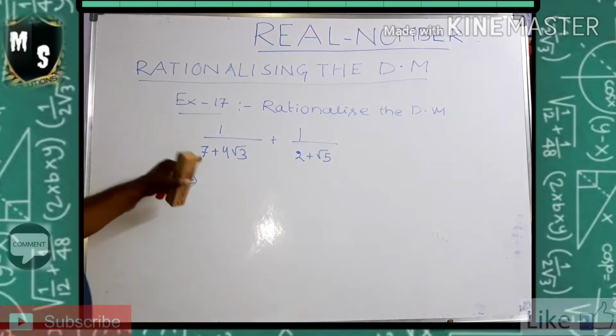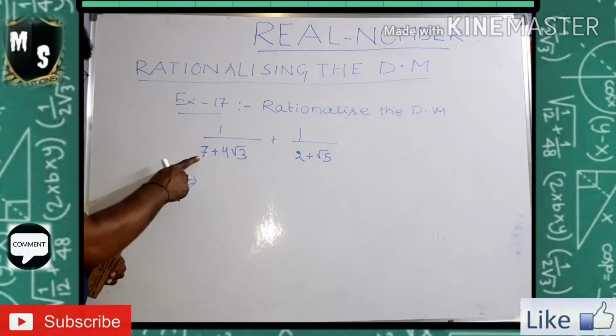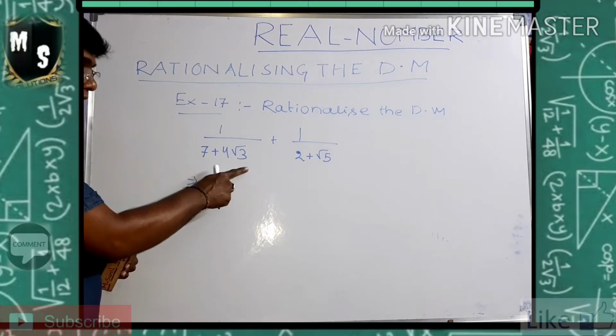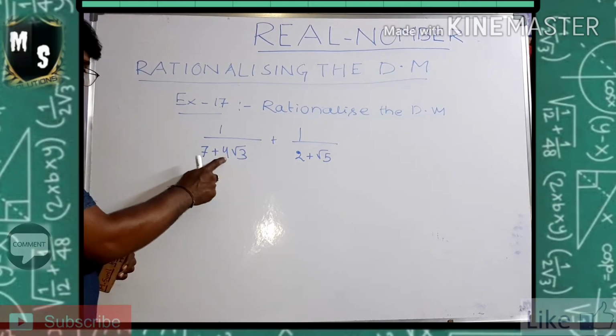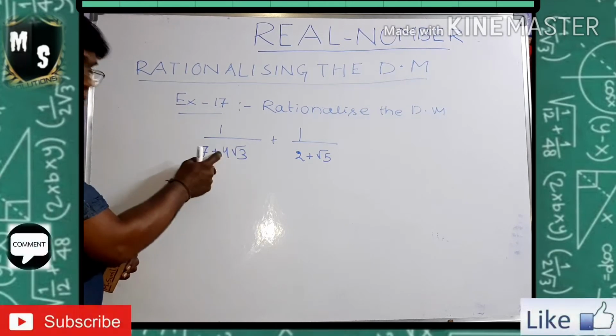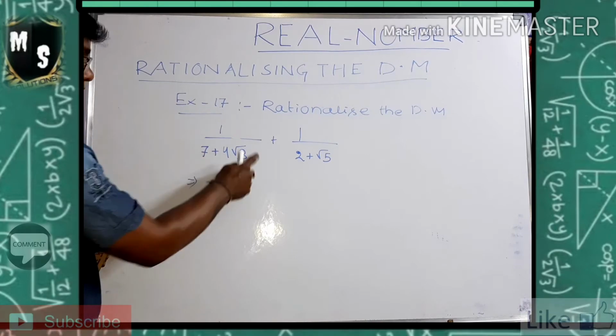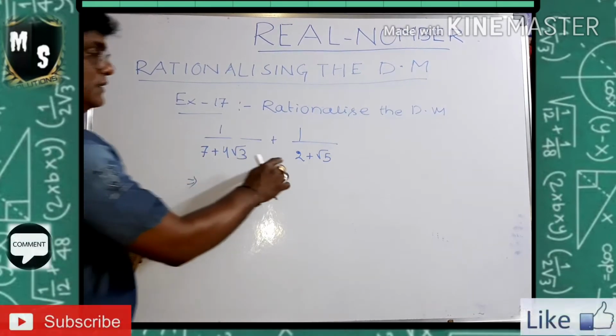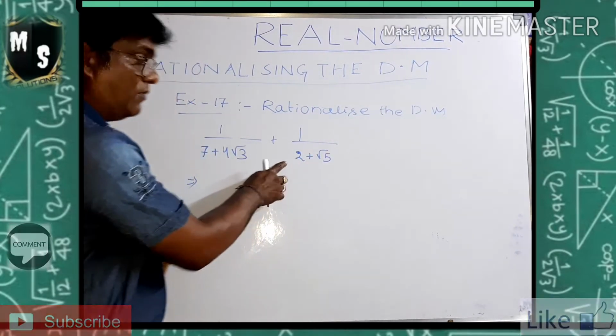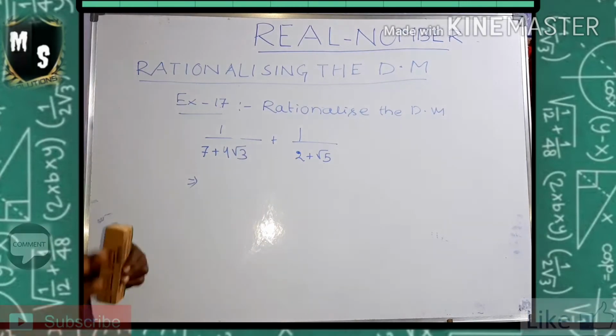See, 7 is a whole number, a rational number, added with an irrational number, because an irrational number is multiplied here. So it is an irrational number now. Irrational number plus rational number is an irrational number. So the denominator is in irrational form. This denominator is also in irrational form. We have to make them rational.